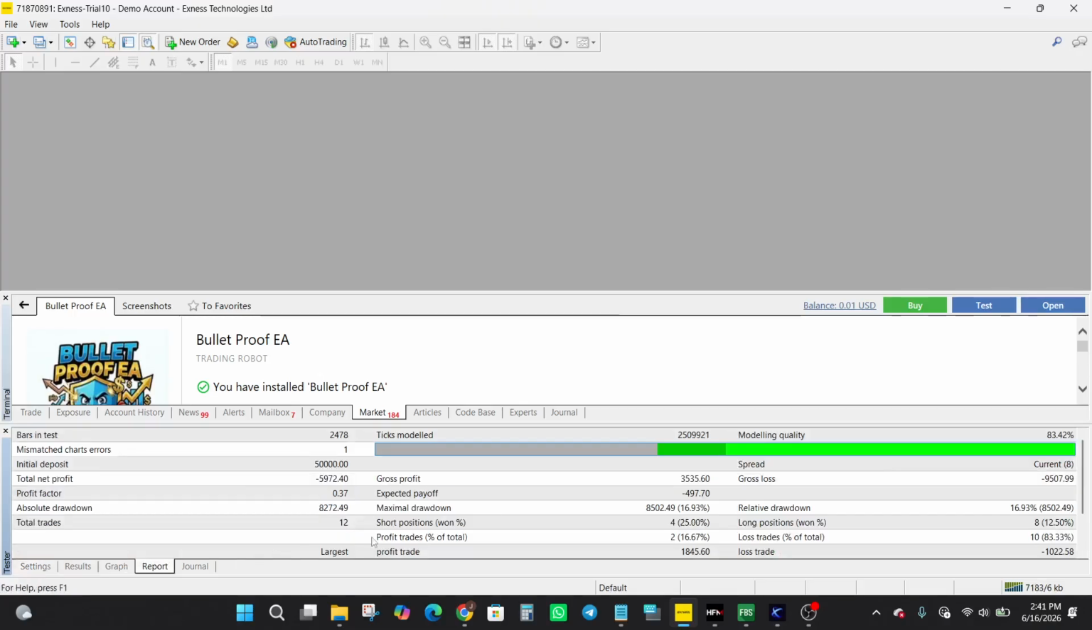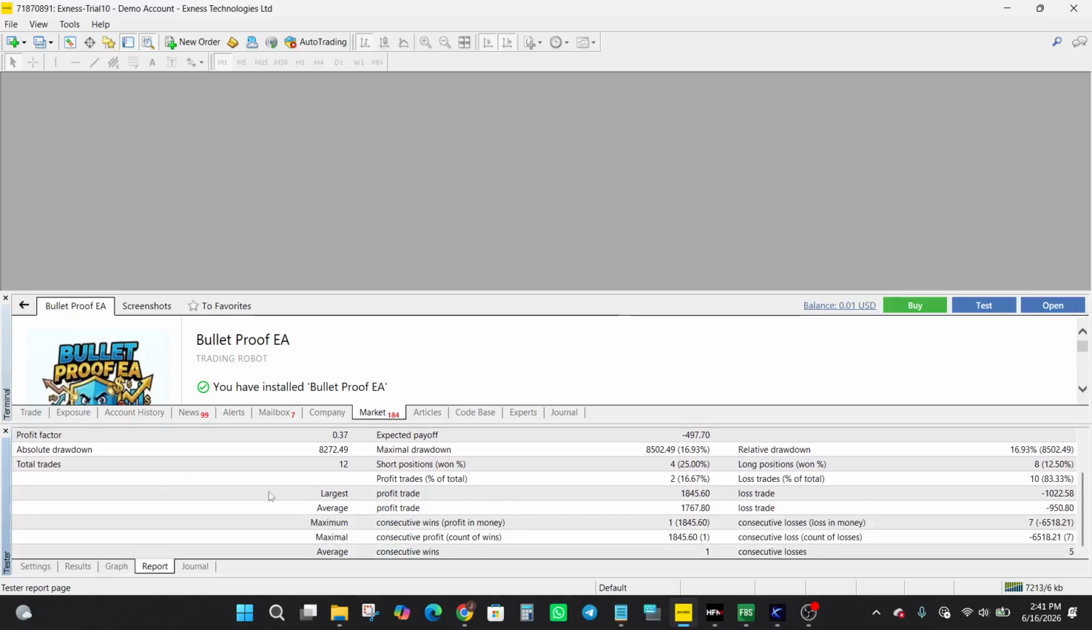From an initial deposit of $50,000, the total net profit was negative 5,972.4, and out of 12 trades that we are taking, just 2 were profitable, yielding a 16.67% win rate. Now, the largest profit was 1,845.6. The largest loss was 1,022.58. Average profit was 1,767.8. Average loss was 950.8.